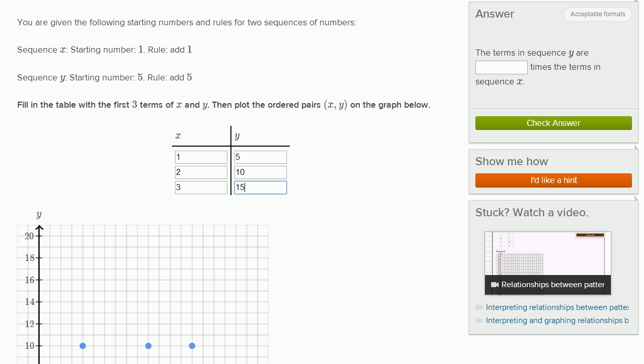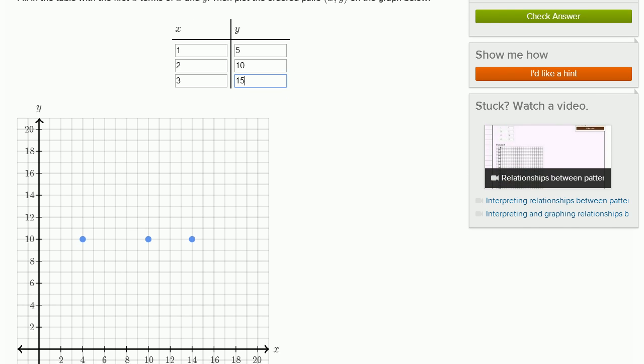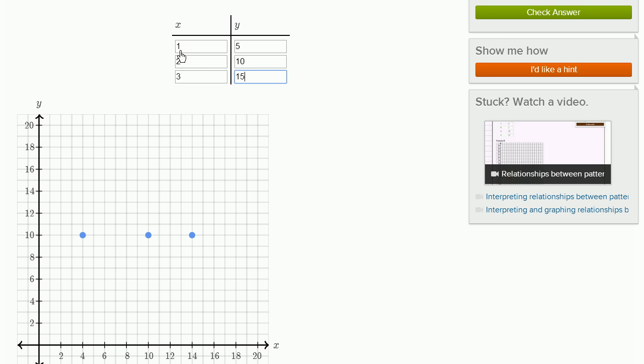Now they want us to plot these things. So let's see. And we plot them as ordered pairs. So we're going to have the point 1 comma 5. So when x is 1, y is 5. We see that there. When x is 2, y is 10. And then when x is 3, y is 15.